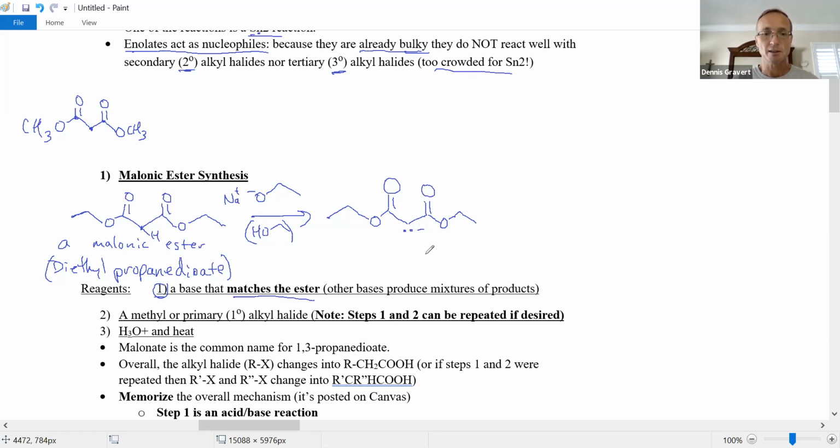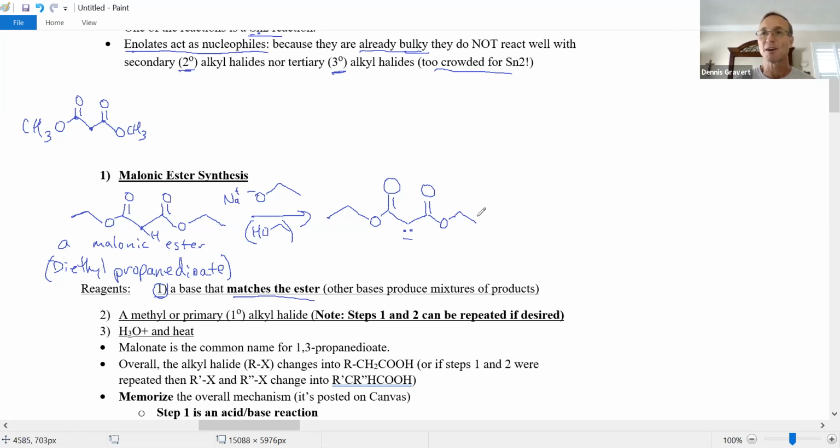So that's a negative charge. Actually, I like to put it here. Kind of looks like a smiley face. Anyways, that's your enolate ion. The alpha hydrogen has been removed. That's step 1. Step 2 is now, hey, this is a nucleophile.